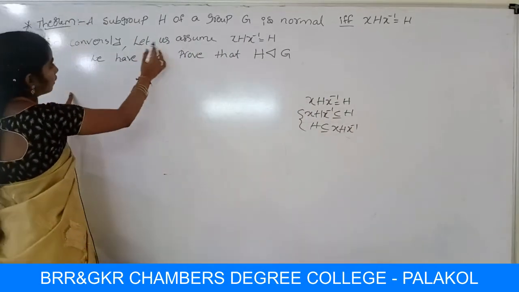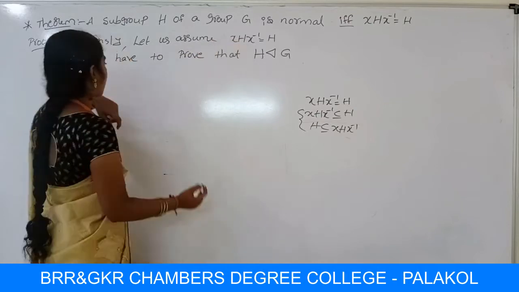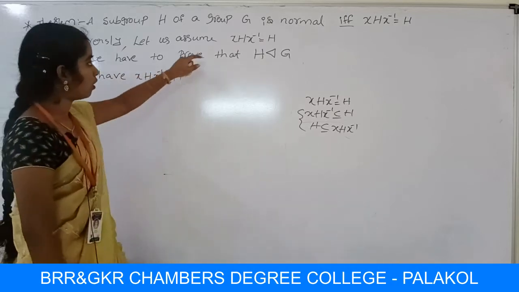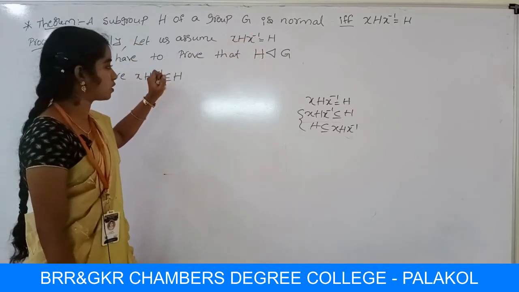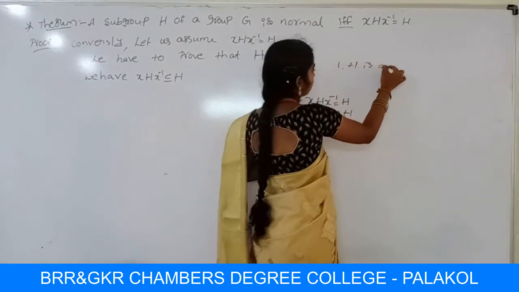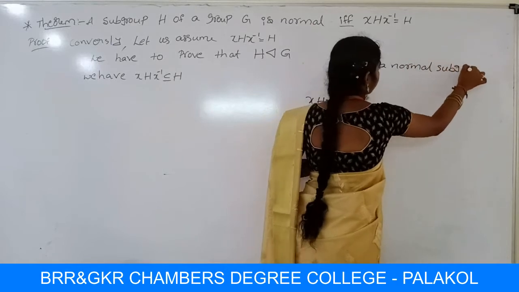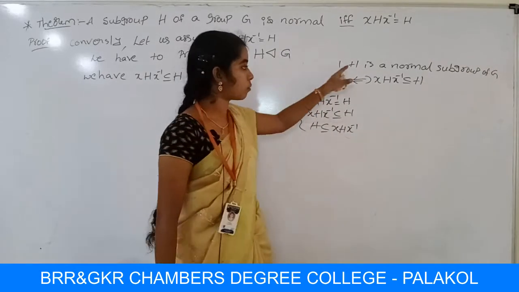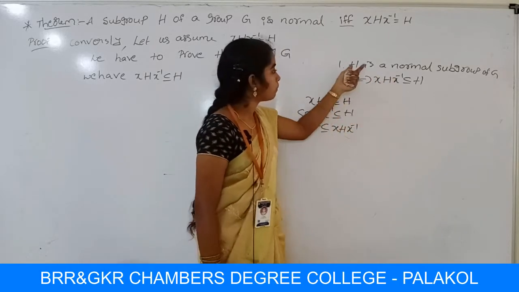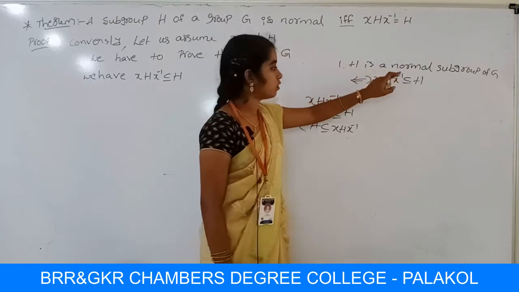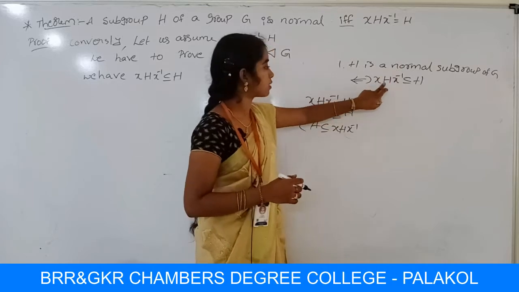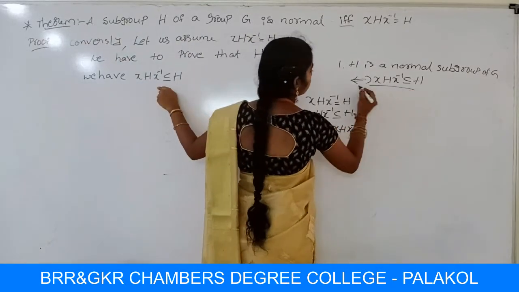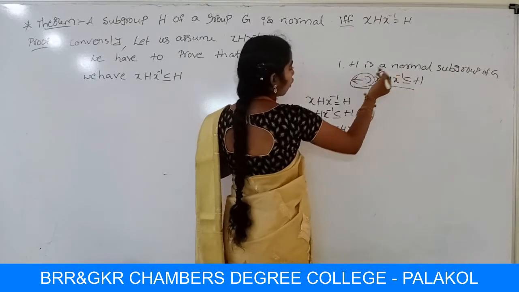So already let us assume XH X inverse equal to H. So we have XH X inverse contained in H. So already you know that H is a normal subgroup of Z if and only if XH X inverse is contained in H. So let us consider H is a normal subgroup of Z. So that means XH X inverse is contained in H. So next, let XH X inverse be contained in H, then H is a normal subgroup of Z.